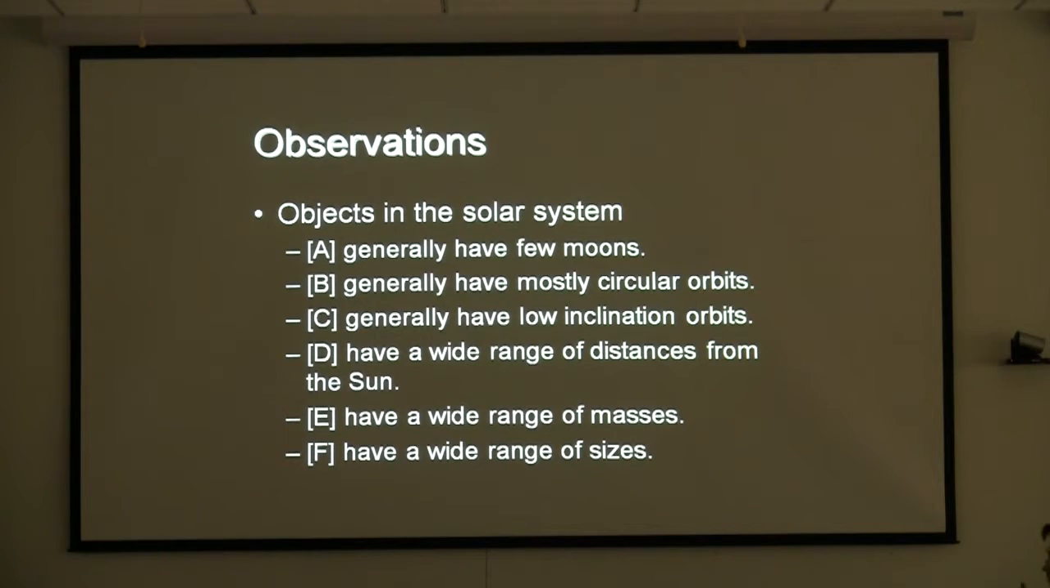Now, based upon 6 plots, just looking at 6 plots, we have made 6 different observations. Objects in the solar system generally have few moons, mostly circular orbits, low inclination orbits, a wide range of distances from the sun, a wide range of masses, and a wide range of sizes. Kind of cool. These are conclusions that you can make by simply looking at plots, and I don't think most people would get that out of just looking at a data table. So plotting is a powerful way to try and understand things.